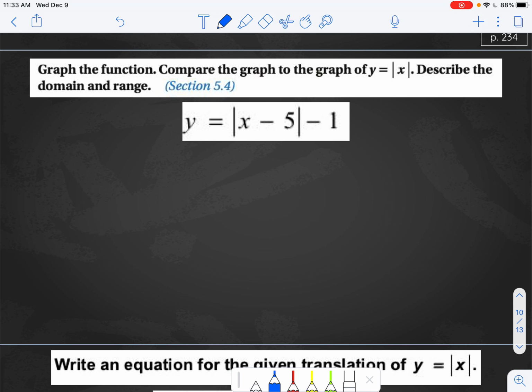Graph the function. This is just like a homework question. Graph the function first. Compare the graph to the graph of y equals the absolute value of x, or compare it to our parent function. Describe the domain and range. So 3 things we need to do. First, we need to graph this function.